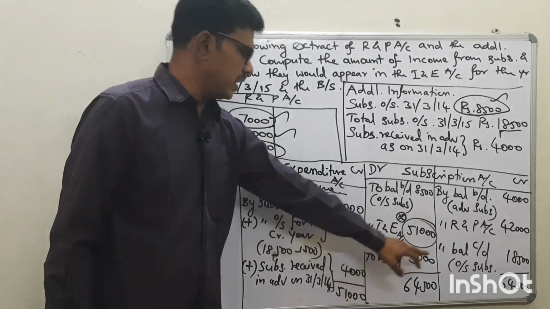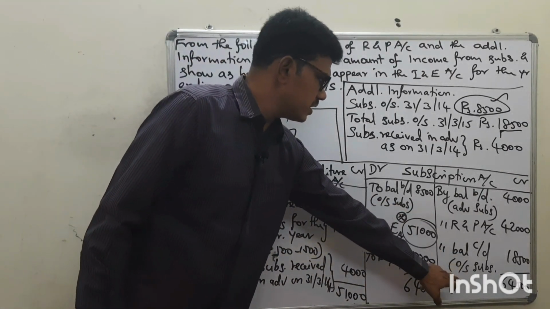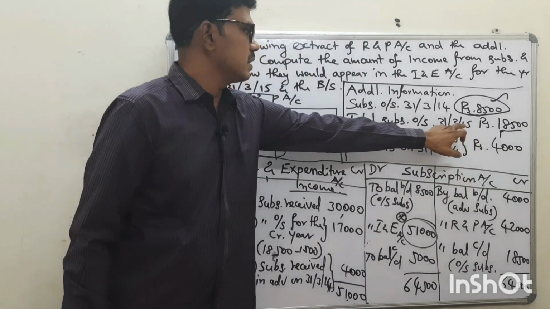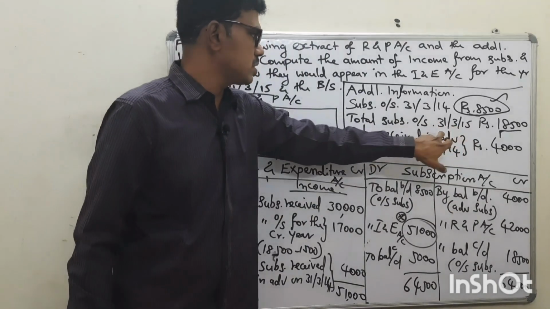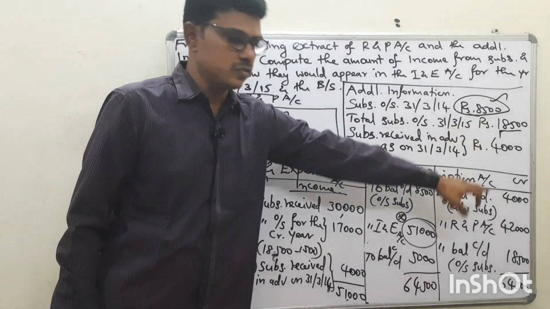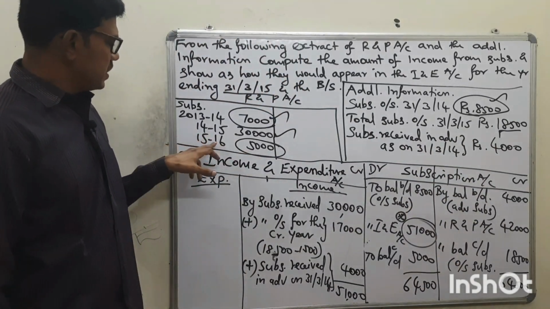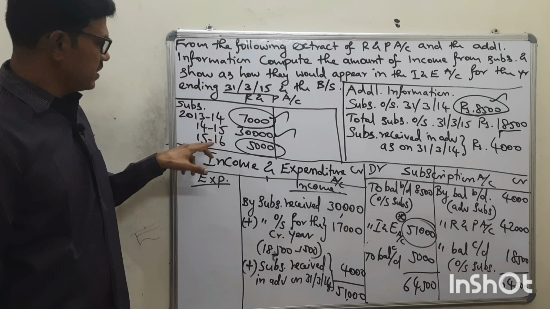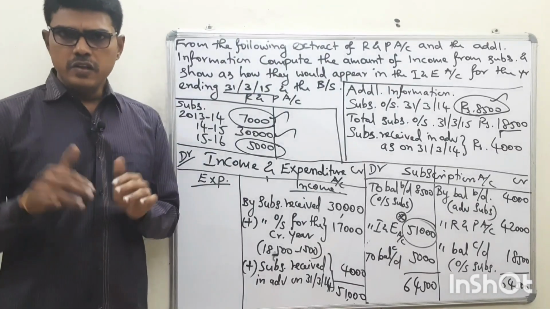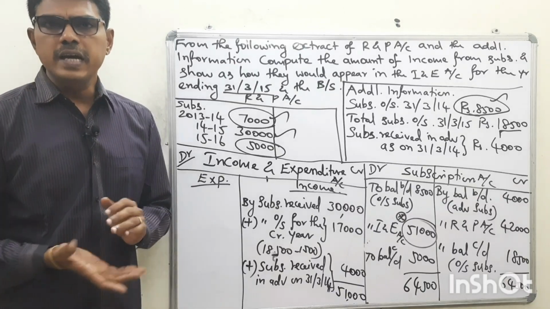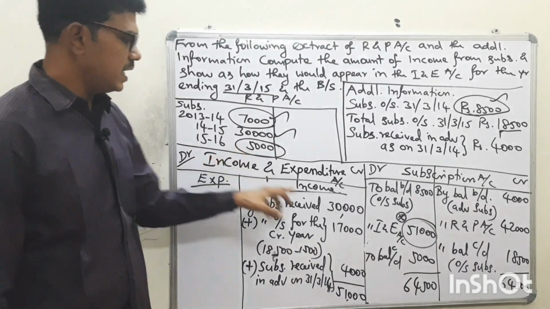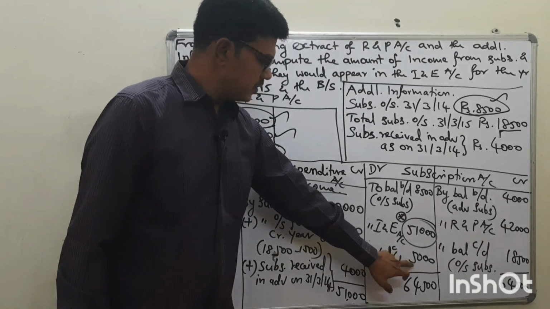Then write the closing values. Closing outstanding subscription 18,500, at the end of the year. Total outstanding subscription at the end of the year is 18,500. Advance subscription received, 15-16. We have received some amount in advance during the current financial year, which is for the subsequent year. This is the advance subscription at the end of the year.